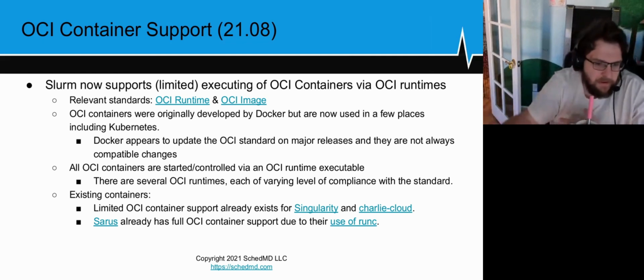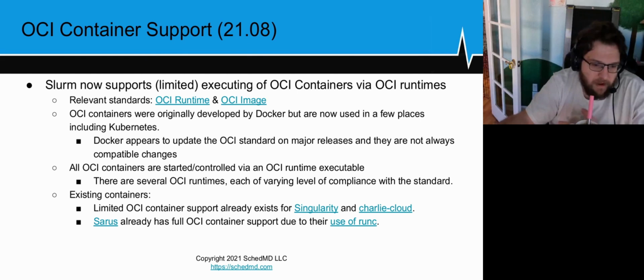The OCI containers have a good bit of history. They were originally developed by the Docker group, but now they're in Kubernetes and everywhere else. Most of the container systems support them in some form or another. It's a really simple standard. More or less, you just have to have a root directory and then a JSON file that tells you where everything is.